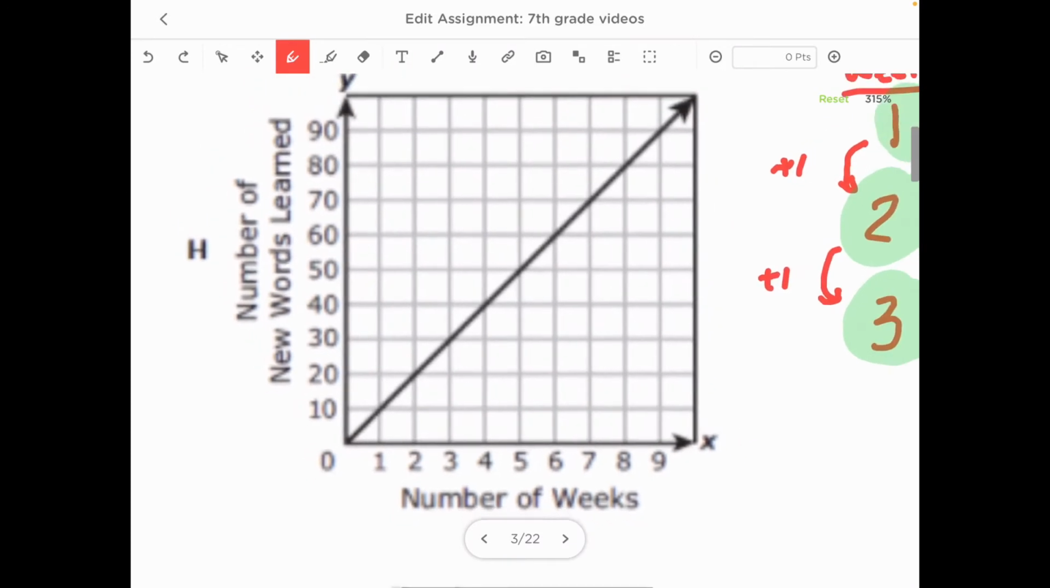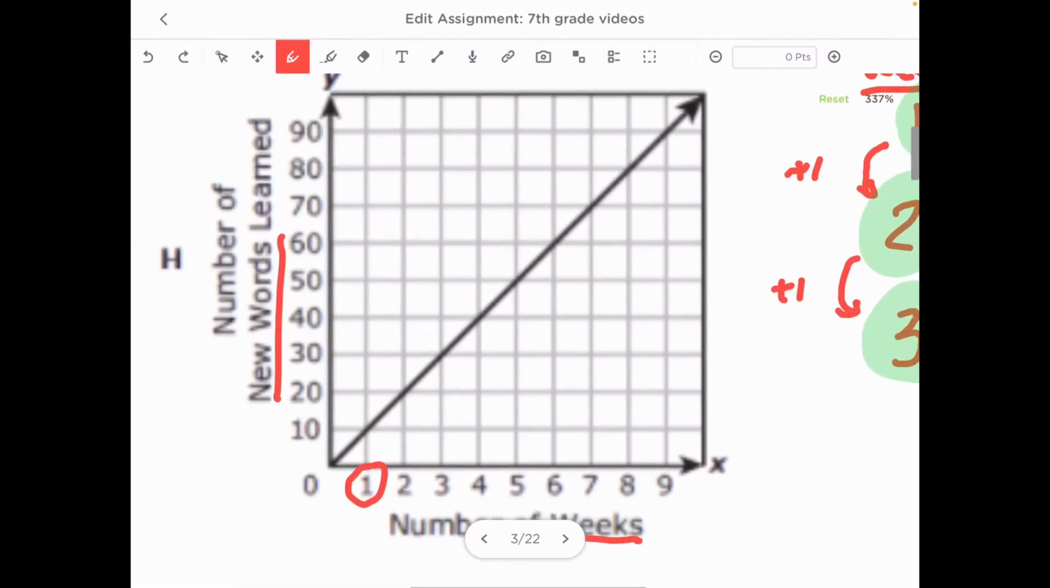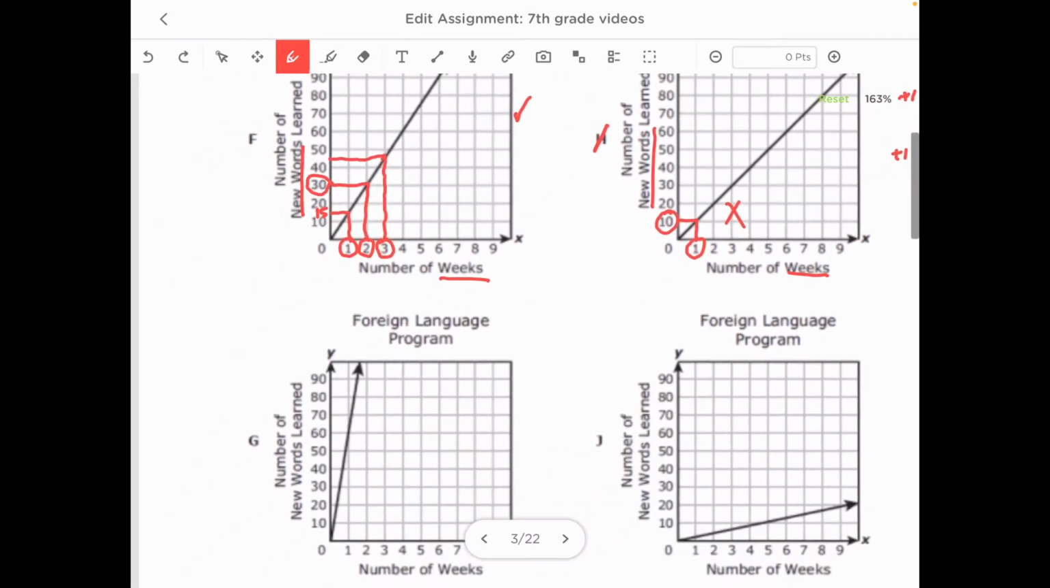So again, we're going to be looking at the number of weeks compared to the number of words. So 1 week, remember we should be at 15 words according to our table. This tells me that in 1 week he learned 10 words. So right off the bat, I know this can't be my answer choice, so I'm going to eliminate it.